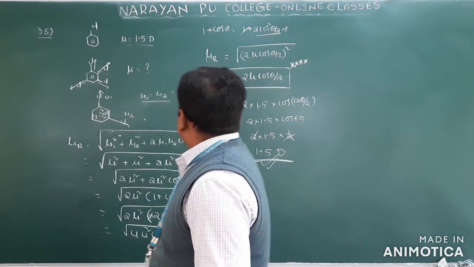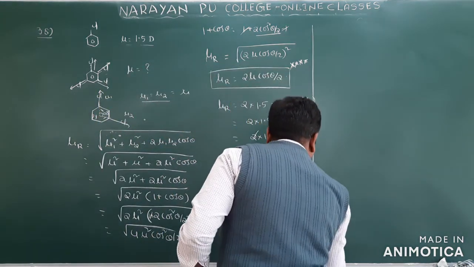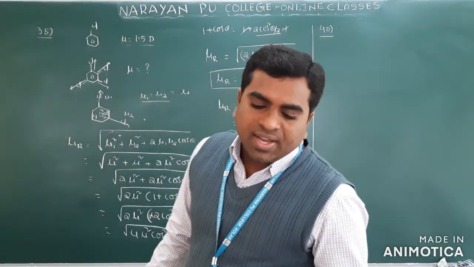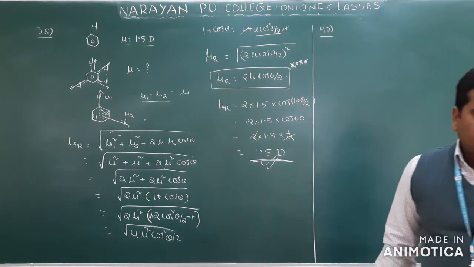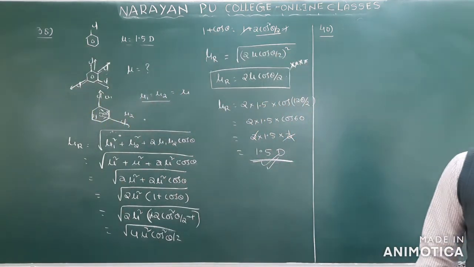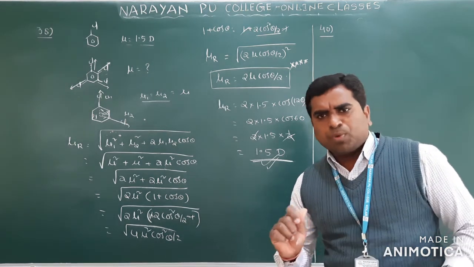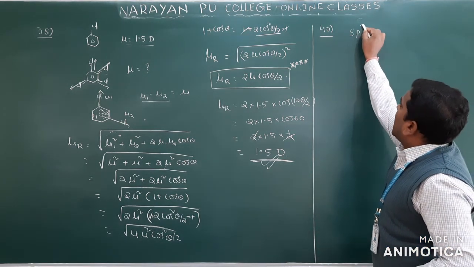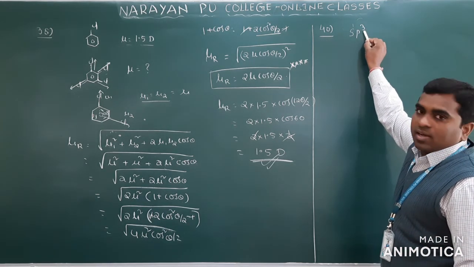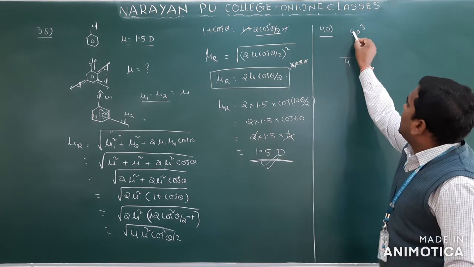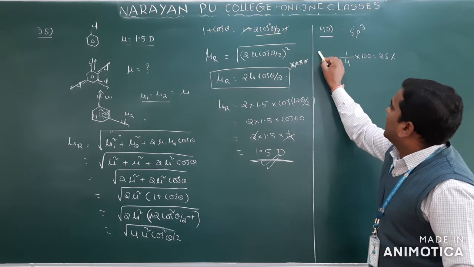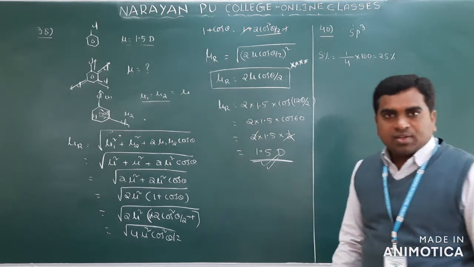Clear? Coming to question number 40. The correct order of increasing s character in percentage in the hybridization of the following molecules. They are asking about s character. You know how to calculate it. Suppose you get sp3 hybridization: total how many orbitals are there? 1 s orbital and 3 p orbitals, total 4 orbitals. How many s orbitals are there? 1, so 1 by 4 into 100 gives the percentage of s character. Like that you have to calculate.